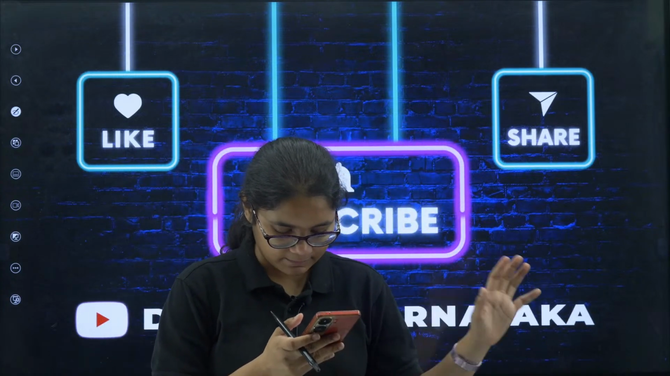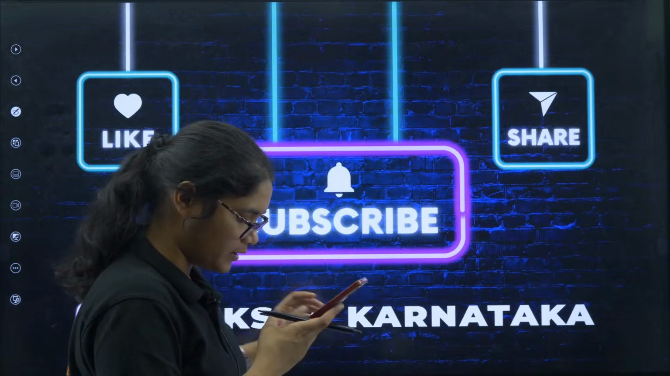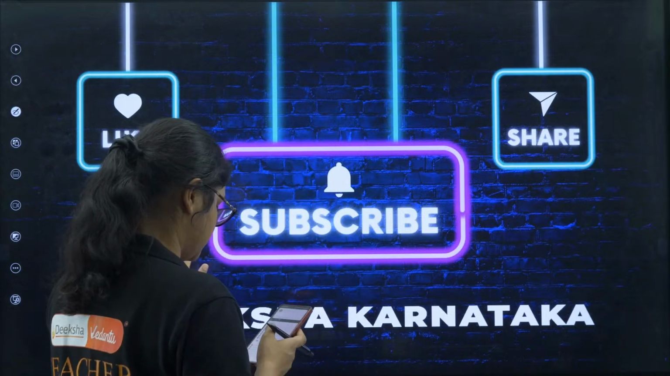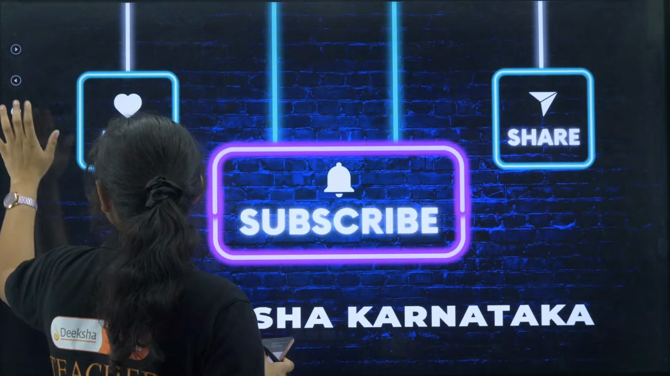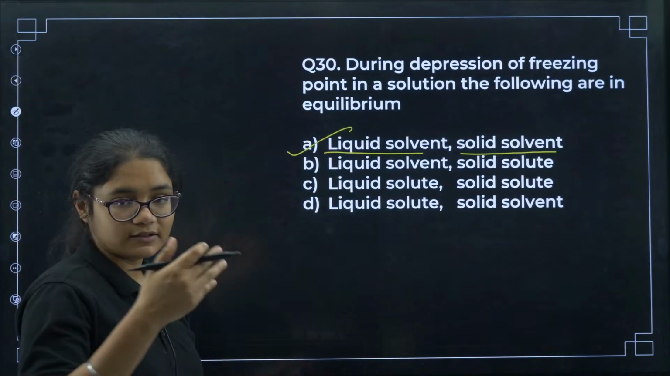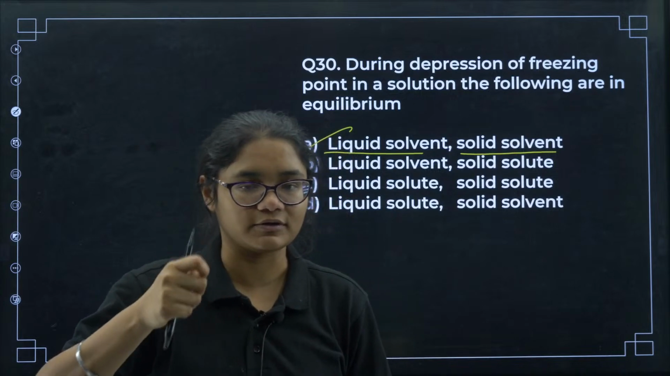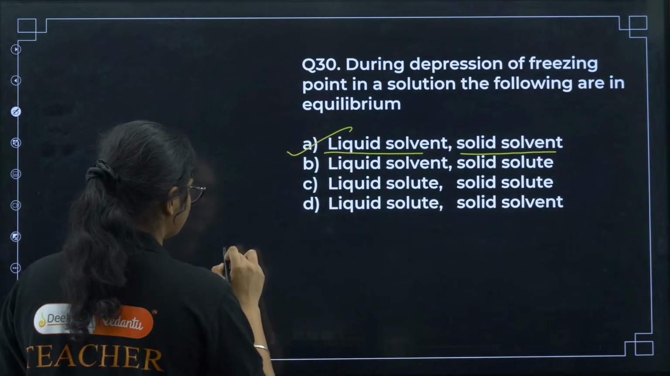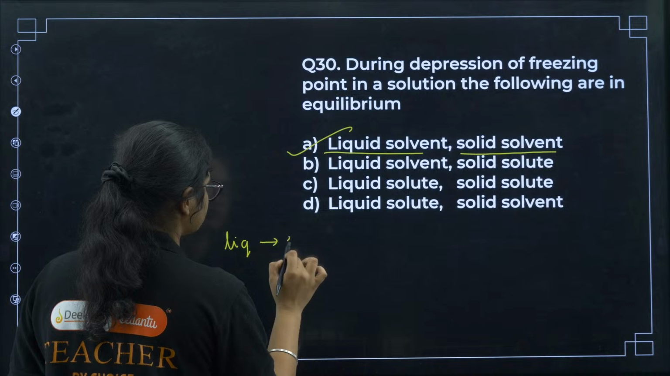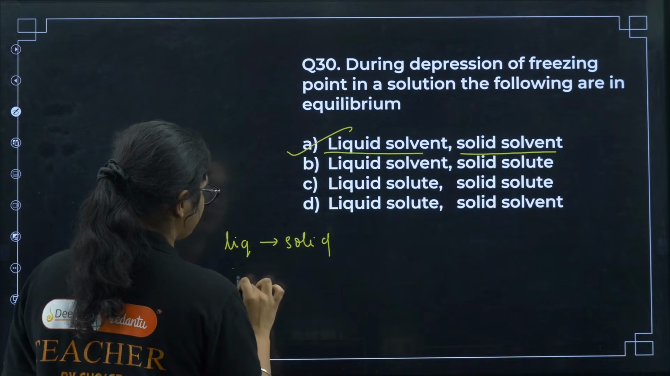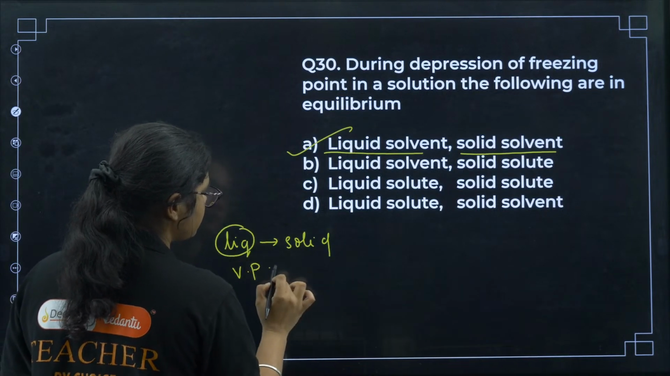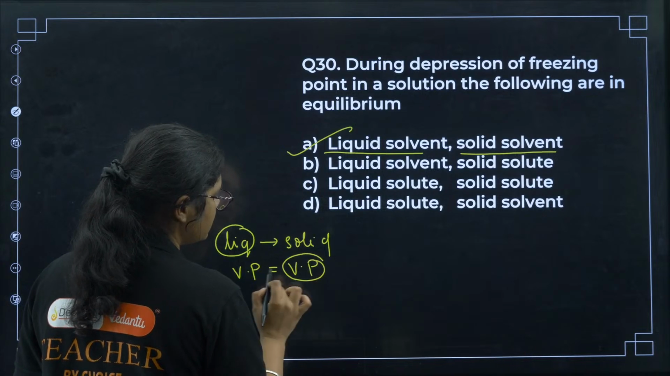Shri Hari B has a doubt here: not understood, ma'am. So see here, I will explain once again. When the freezing process takes place, what is actually happening? Liquid converts to solid, right? So the vapor pressure of the liquid should be equal to the vapor pressure of the solid.